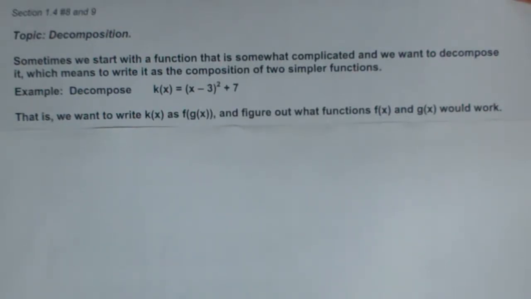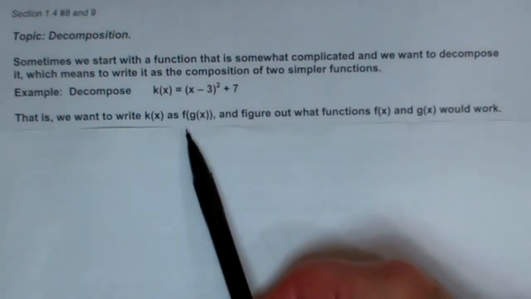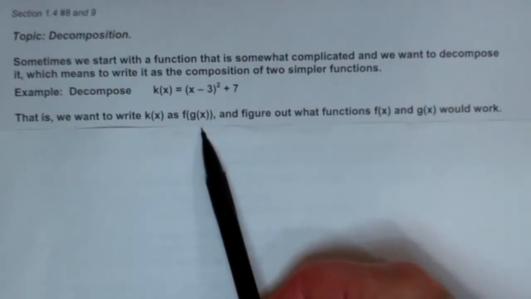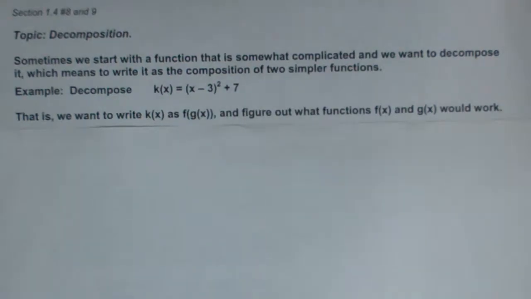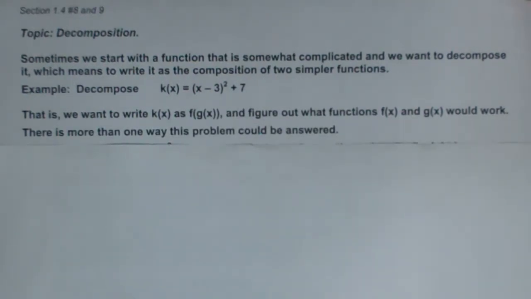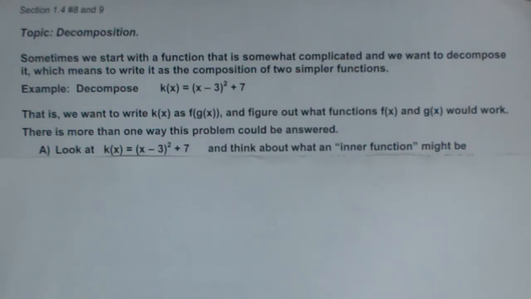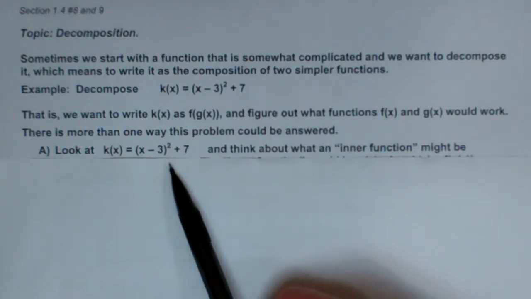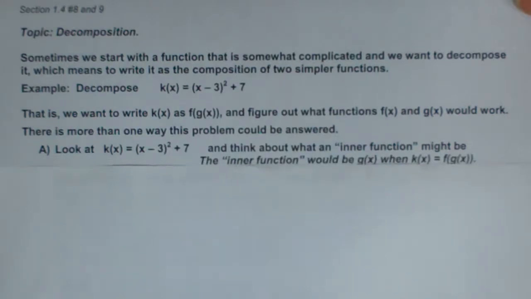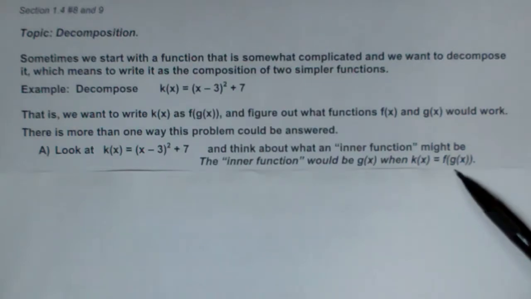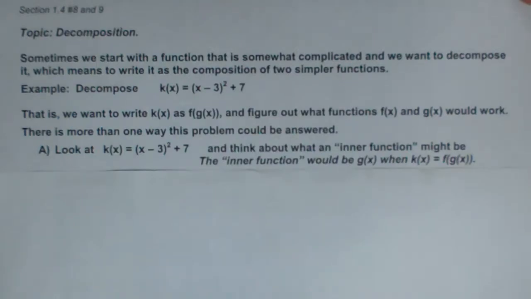What we want to do is rewrite k of x as the composition f composed with g of x, and figure out what are the functions f of x and g of x that would work. There's more than one way that this problem could be answered. First, let's look at the function k of x and think about what an inner function might be. The inner function would be the one we'll call g of x when you have k of x equals f of g of x.